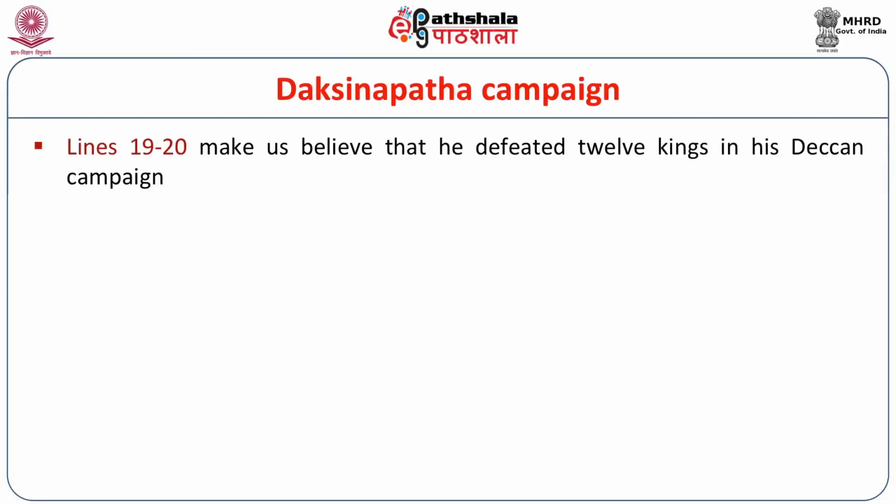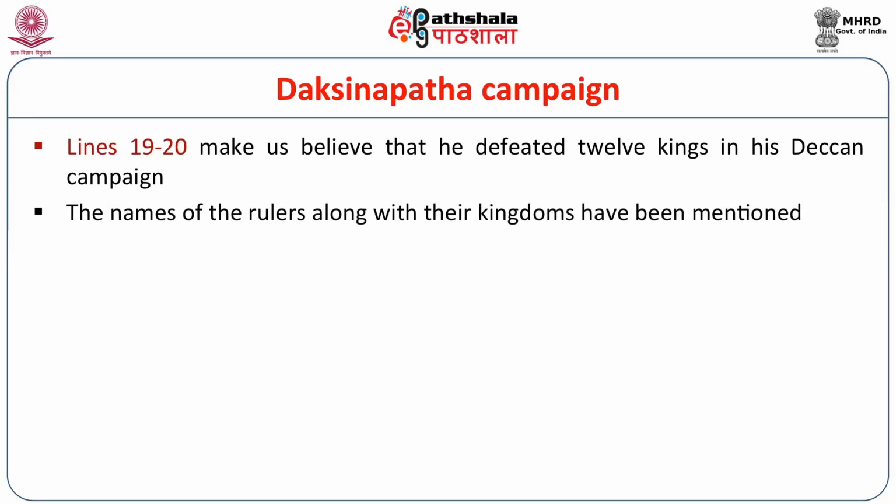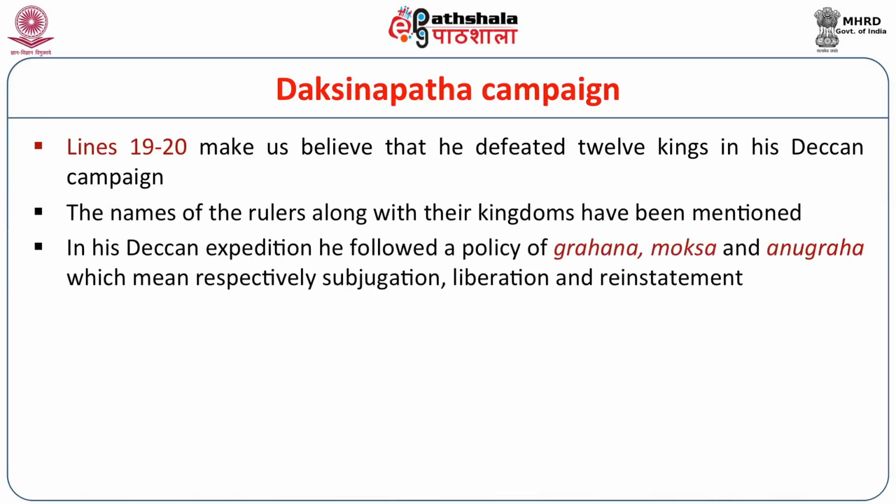Chronologically, the next reference to the conquests made by Samudragupta is the Dakshinapatha campaign, and the Dakshinapatha campaign is mentioned in lines 19 and 20, and the inscription makes us believe that he defeated 12 kings in his Deccan campaign. The names of the rulers along with their kingdoms have been mentioned in this inscription. In his Deccan expedition, he followed the policy of Grahana, Moksha and Anugraha.